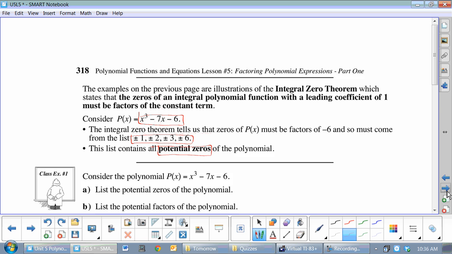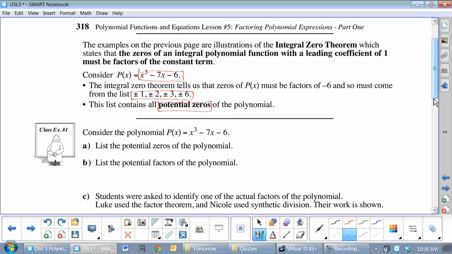Okay, so list all the zeros of this. Let's go down to example 1. All the zeros of this. I look at this thing. What are all the potential zeros of the polynomial? Well, I actually list the numbers first. So I know 1 goes into 6, 2 goes into 6, 3 goes into 6, and 6 goes into 6, right? Then I just do this.